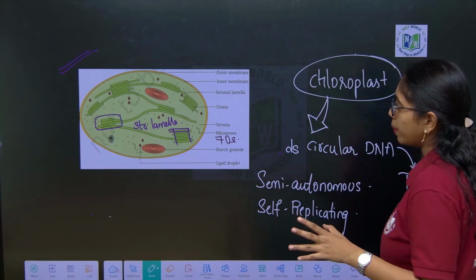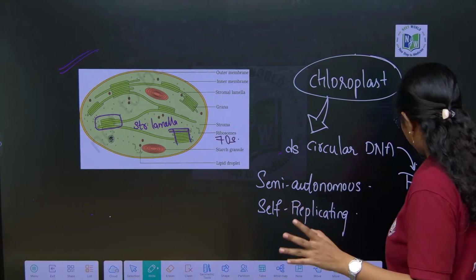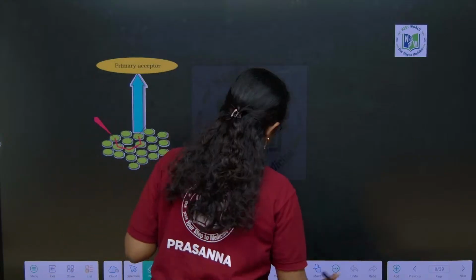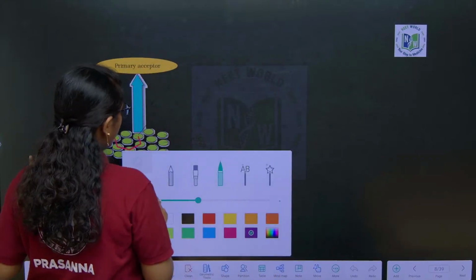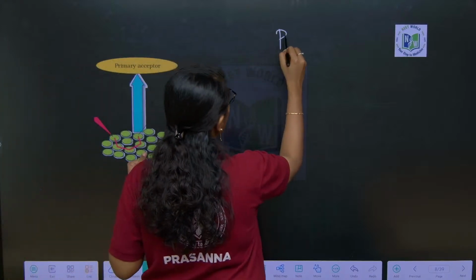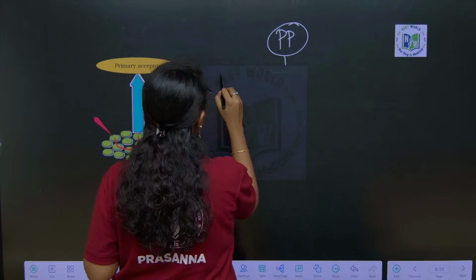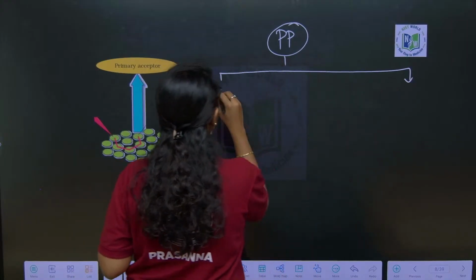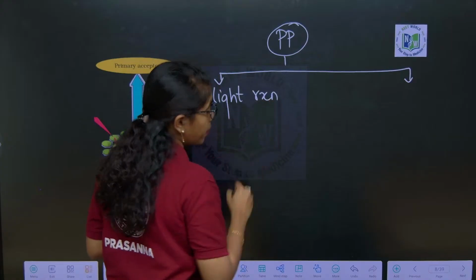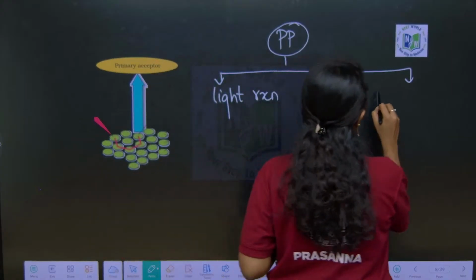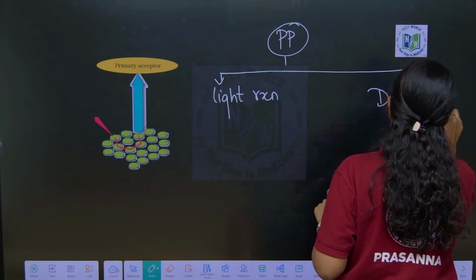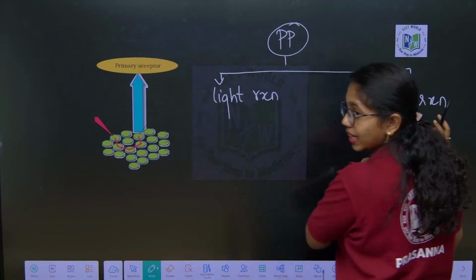So, keep these things in your mind with respect to chloroplast structure. Next, when it comes to the events in photosynthesis, you have to remember photosynthesis is a sequential reaction with two types of reactions. One is light reaction or light dependent reactions. Second is dark reactions or light independent reactions. One is light dependent, the other is light independent.